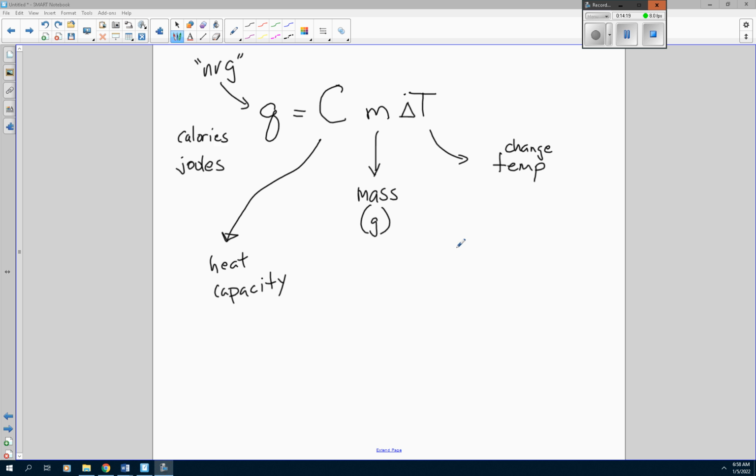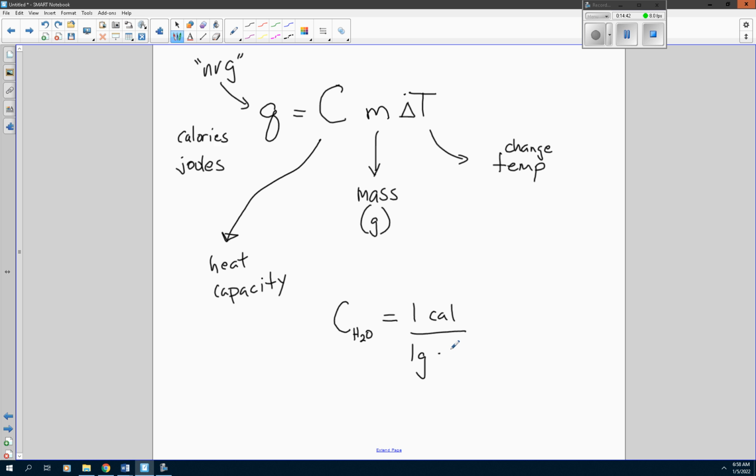Let me give you an example of heat capacity. Heat capacity of water. So usually I'm going to write this as heat capacity and then H2O. That's literally defined as the heat capacity of H2O. It is defined as 1 calorie, which I'm going to abbreviate as CAL, per 1 gram per 1 degree Celsius. Here's what this means.